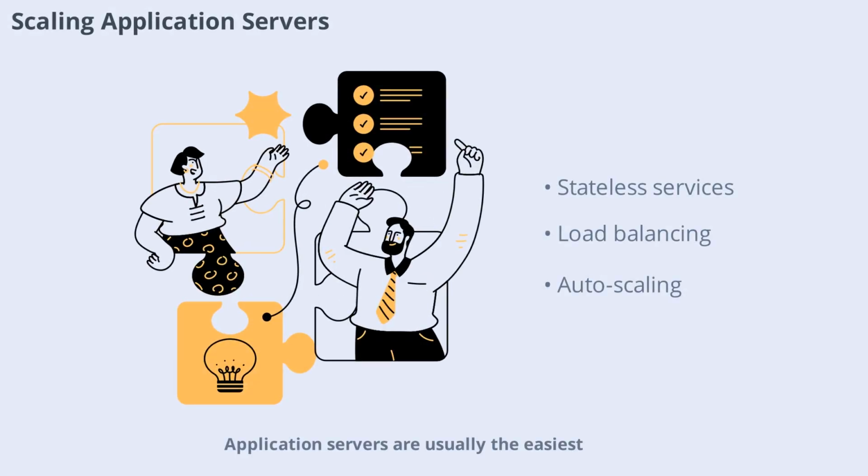Application servers are usually the easiest part of a system to scale horizontally, especially if they're stateless. Key strategies include making services stateless, using load balancers, auto-scaling based on demand, and deploying across multiple availability zones. This approach allows you to quickly add capacity during traffic spikes and ensures high availability. By focusing on stateless design, you make it easy to grow your application tier as your user base expands.